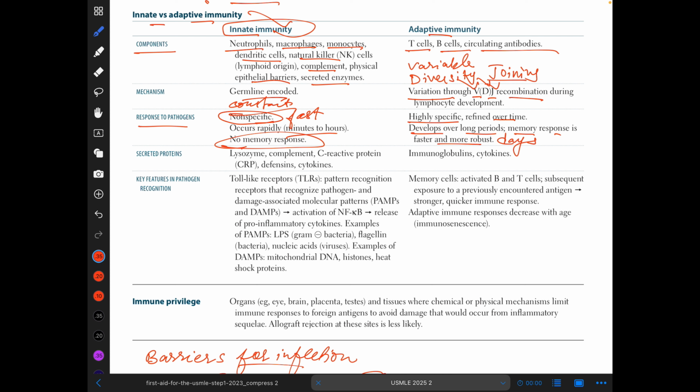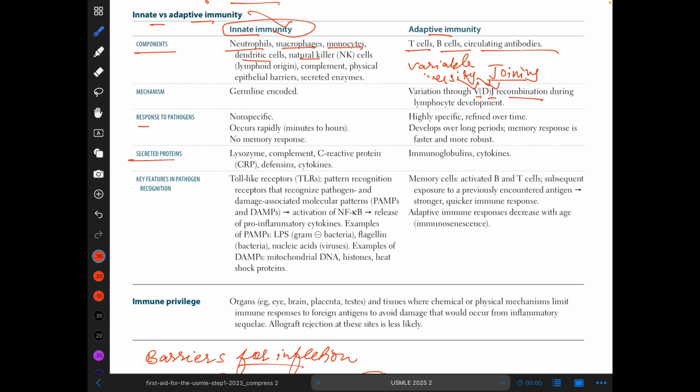In innate immunity, there is no memory of the response. For example, when a microorganism comes and innate immunity kills it, it has no memory and does not remember the strategy by which it overcame that microorganism. In adaptive immunity, they make a strategy for fighting it. So next time if these organisms come again, they will fight with the same strategy. That is like memory.